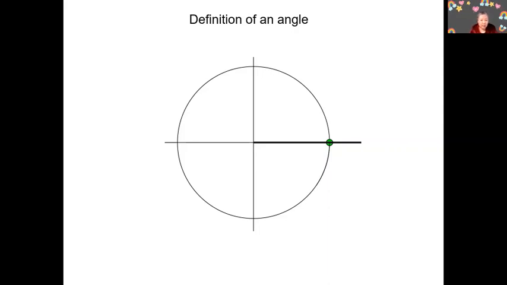Then let's see what happens. So now we call that position the initial ray. Okay, then why is it called initial ray? You will see it.